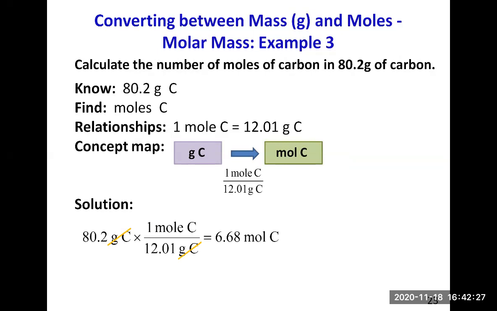Here we have 3 sig figs in the given amount, so we need to keep 3 sig figs in the final amount. So 6.67, what comes after the 7 is another 7, so you need to round up, and that's why it's 6.68 moles of carbon in 80.2 grams of carbon. So you see how we've used the molar mass to change the grams into a number of moles.